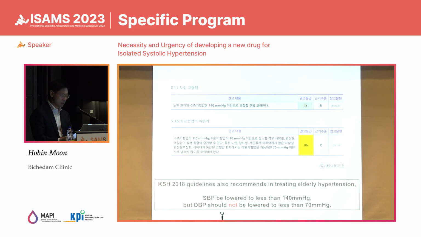The same treatment guideline for hypertension patients can also be found in the Korean Society of Hypertension. When treating hypertension in elderly patients, systolic blood pressure should be adjusted to less than 140, but diastolic blood pressure should not be lowered to less than 70. This is because if the diastolic blood pressure decreases below 70, the risk of mortality and coronary artery disease may increase.